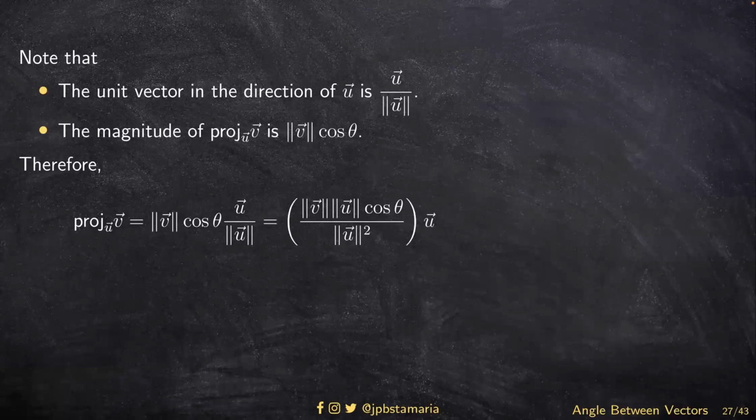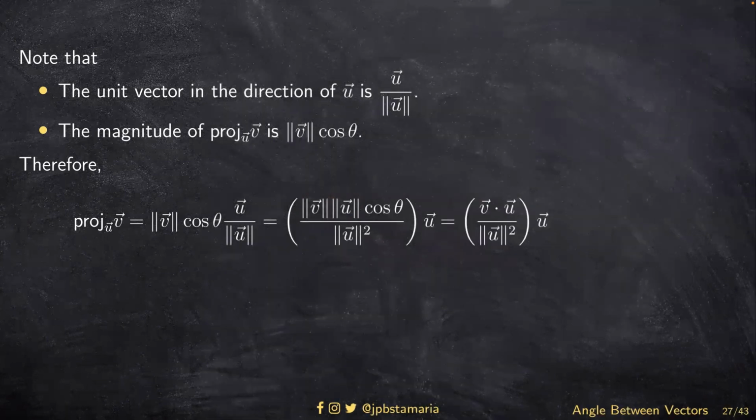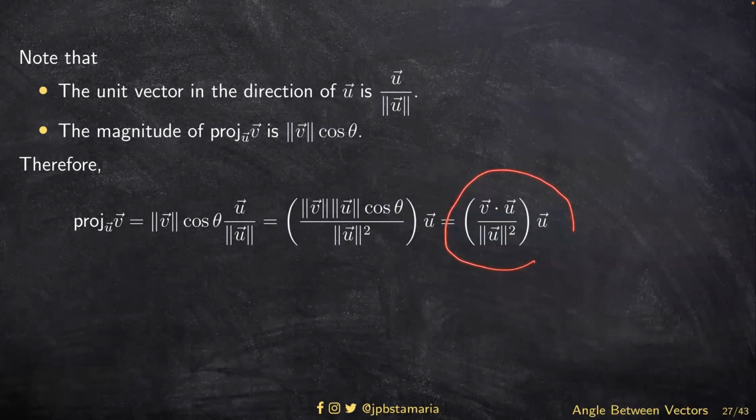Pinagdugtong pero nagdagdag ako ng isang more mu sa taas para maging square yung nasa ilalim. Ba't ko naman ginawa yun? Anong karapatan ko doing that? Well, I can do that because I'm your teacher. But maliban doon, ang reason talaga yung numerator para maging ganito. Kasi I know that this expression is exactly the same as v dot u using the cosine formula. And therefore, you have this as the formula for the projection vector.